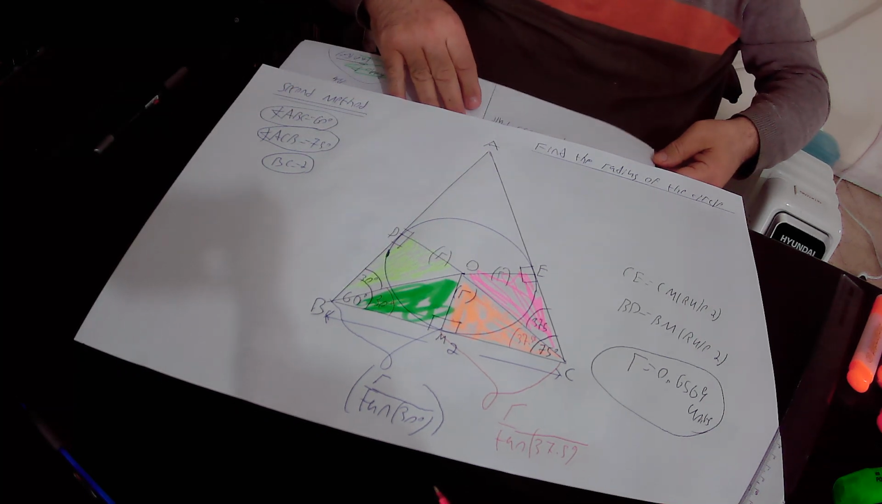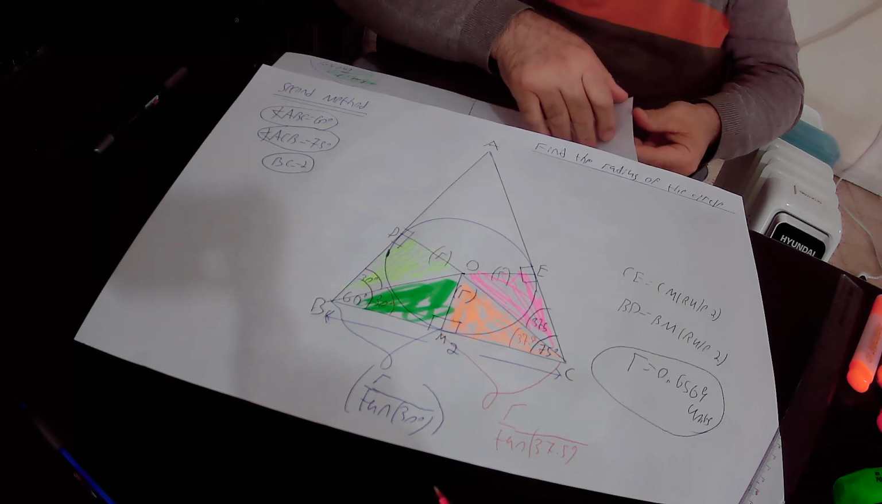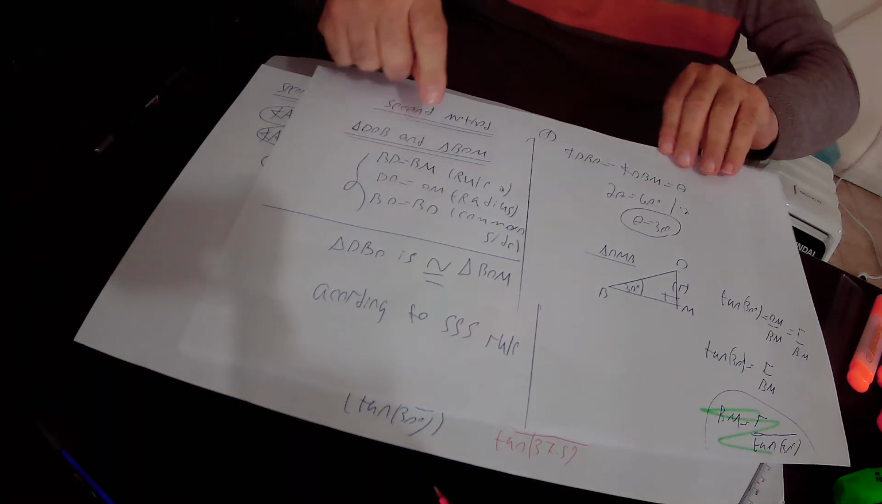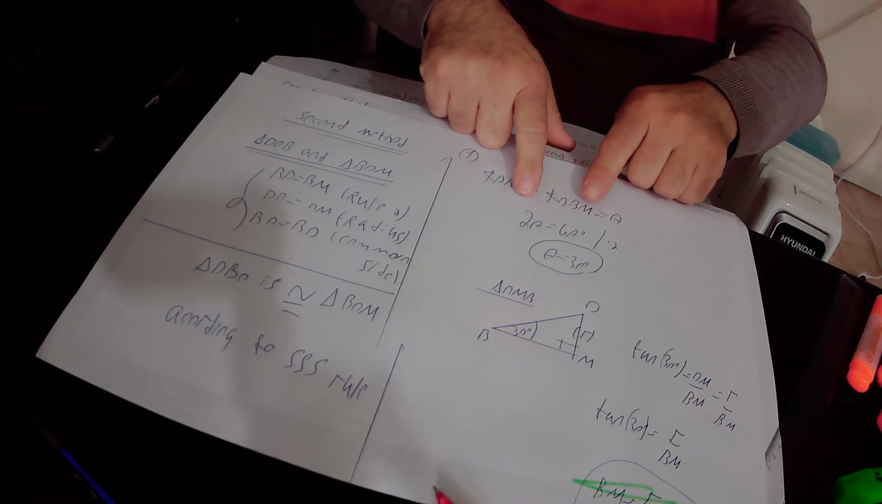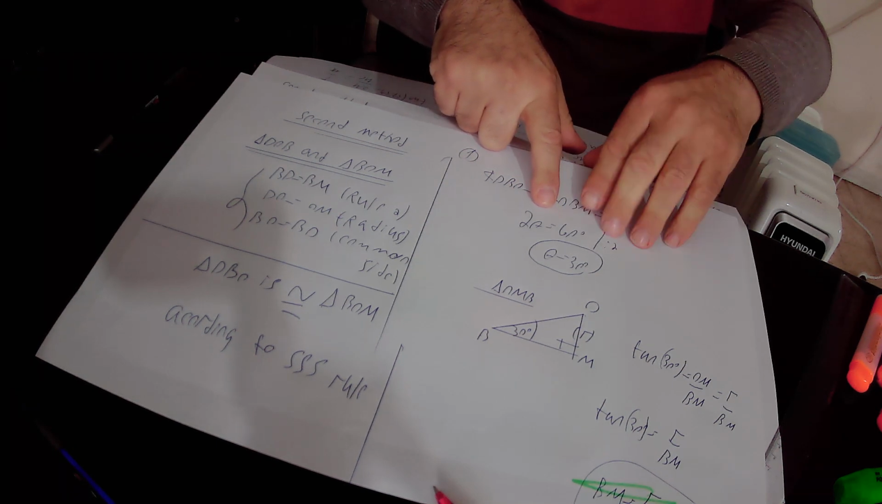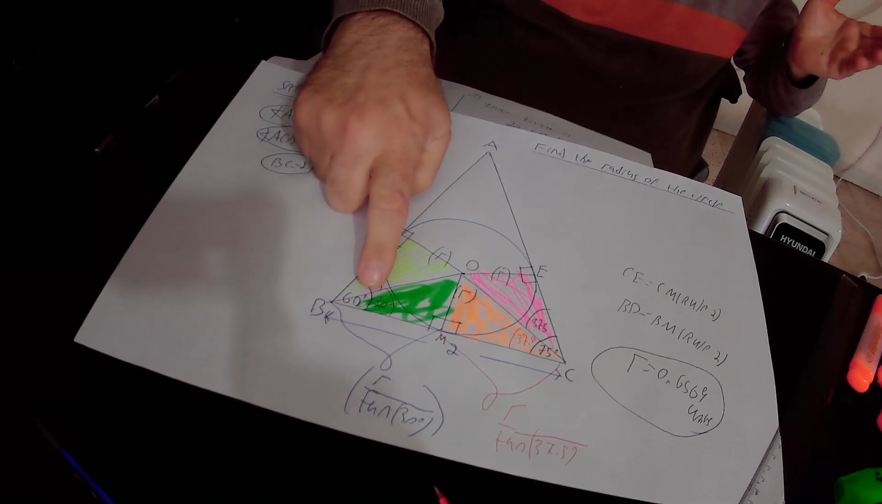So if one angle is theta, then the other angle must also be equal to theta. So theta plus theta equals 60 degrees, that is to say 2 theta equals 60 degrees. We divided this equation by 2 and finally found out that theta equals 30 degrees. This angle theta equals 30 degrees in its size.